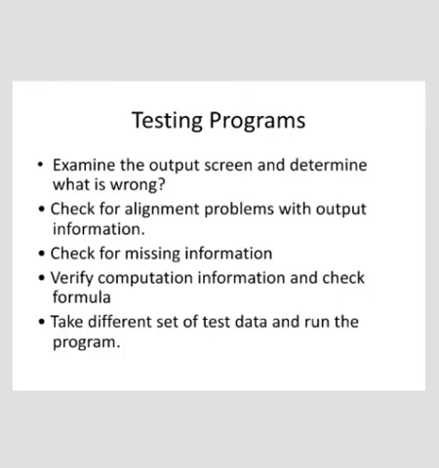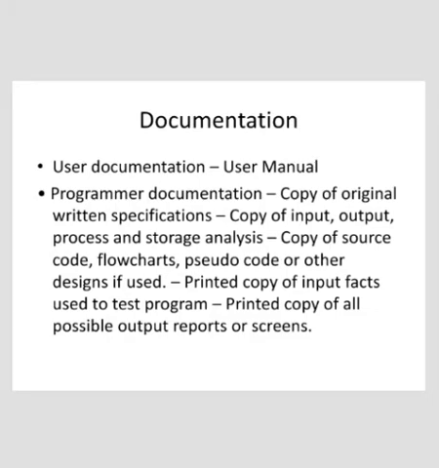The next is program testing. After coding, the programmer has to test the program to see whether it is executing correctly or not. If it has any problems or errors, then the user has to see it and correct it. Verification is also important. For testing, examine the output screen and determine what is wrong. Check for alignment problems with output information. Check for missing information. Verify computation information and check formulas. Take a different set of test data and run the program.